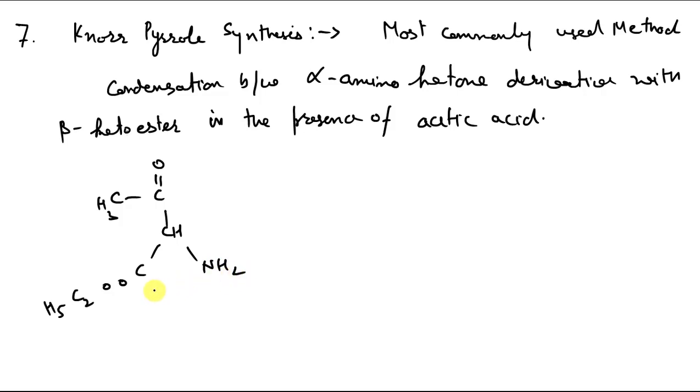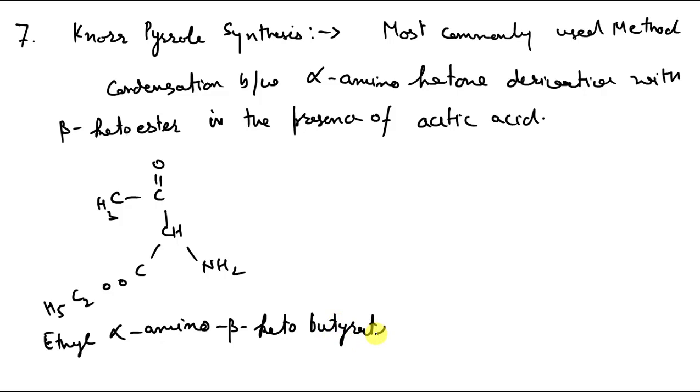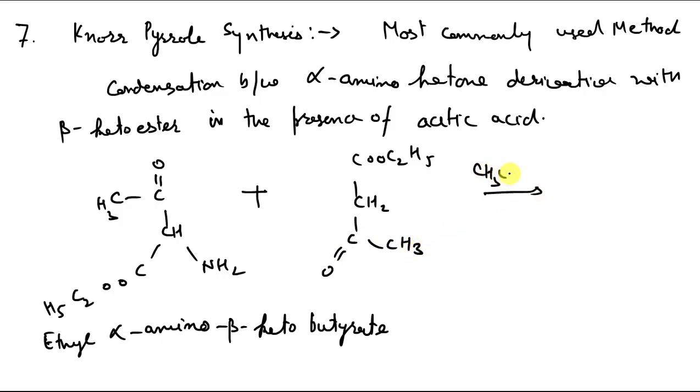This is our alpha amino ketone, and this compound is ethyl alpha amino beta keto butyrate. This on reaction with beta keto ester, in the presence of acetic acid, there is removal of minus 2 water molecules, and what we get is, I will simply write the final product.